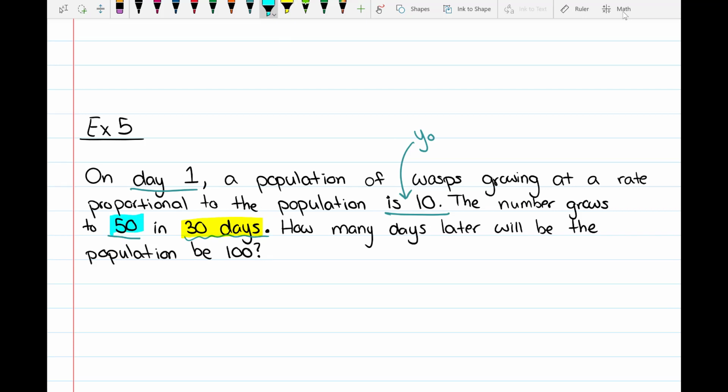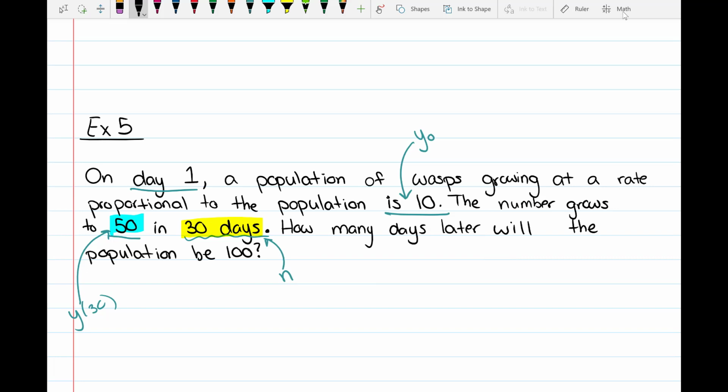And 50 will be our total. So this is going to be y of 30, and this is going to be n. How many days later will the population be 100? So what I want to know is how many days after the 30 days will it take for the population to go from 50 to 100. So essentially, I want to double the population.